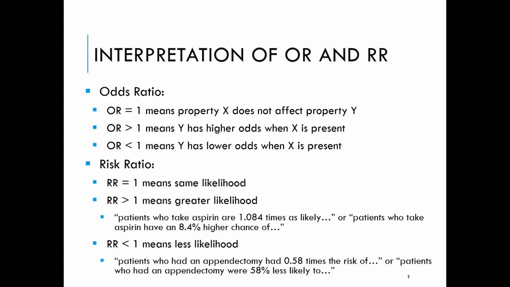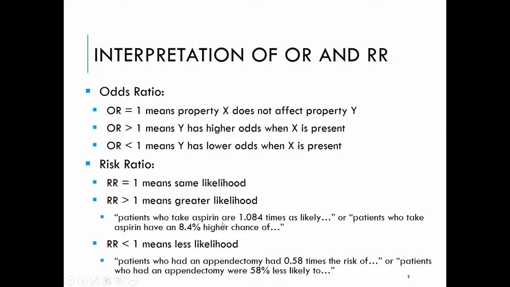For the risk ratio, we do something similar. We compare the risk ratio to 1. If it is approximately equal to 1, this means that there's the same likelihood of that property occurring in either group. If the risk ratio is greater than 1, this means there is a greater likelihood of that property occurring. There are two ways this is often written in literature that are listed here.